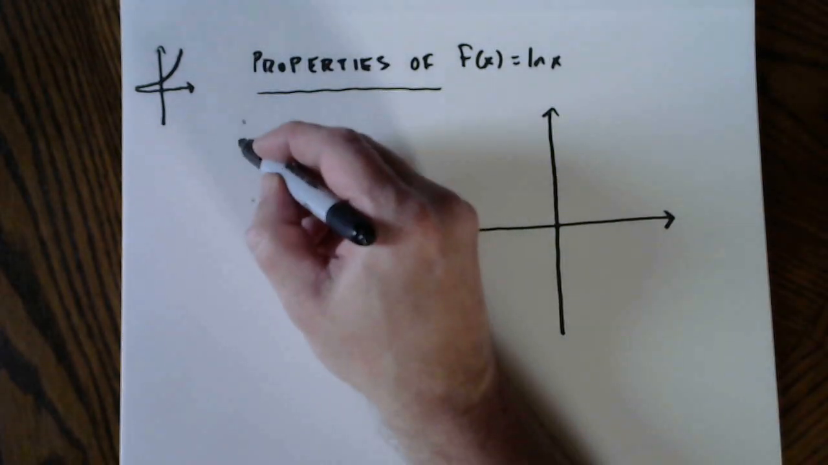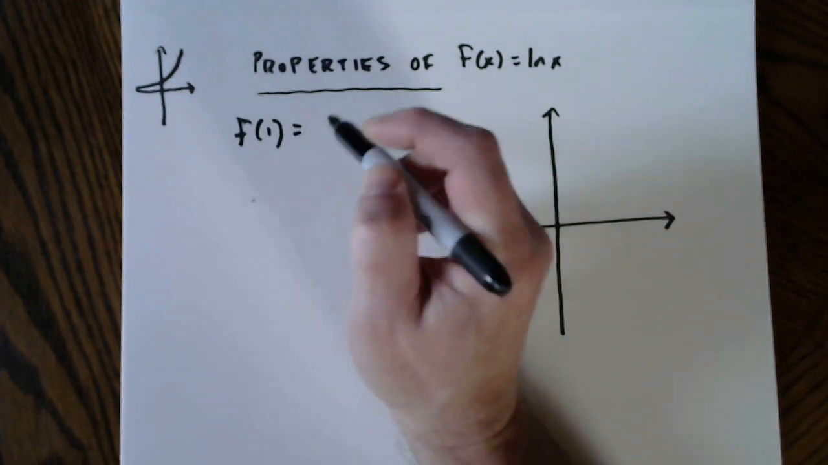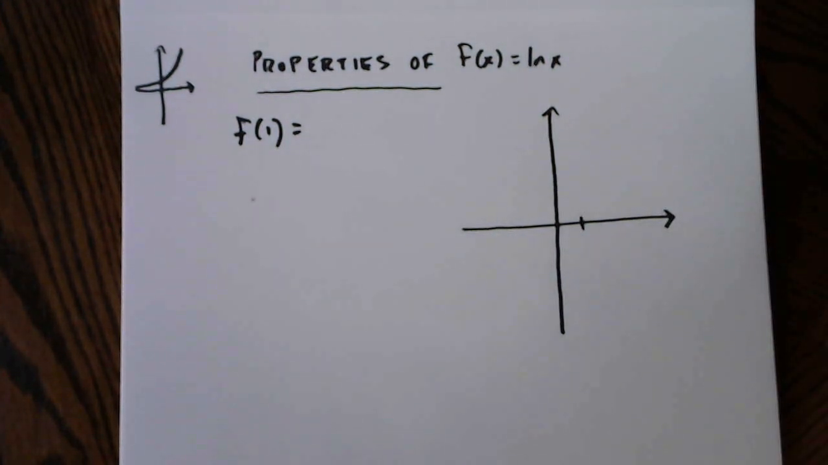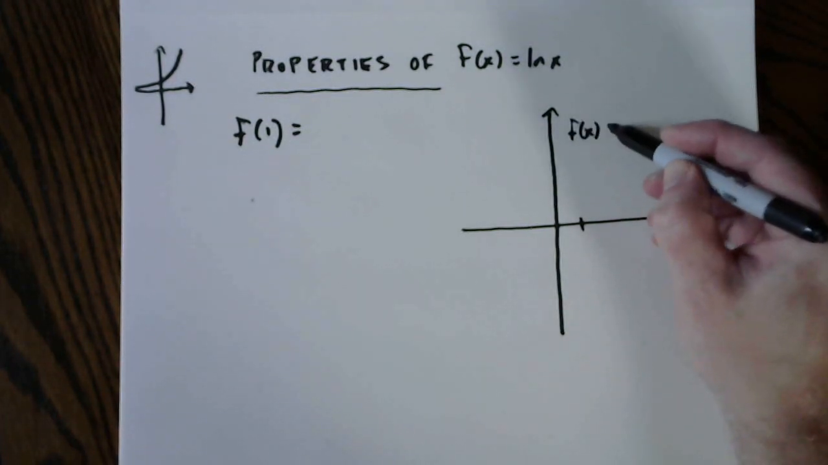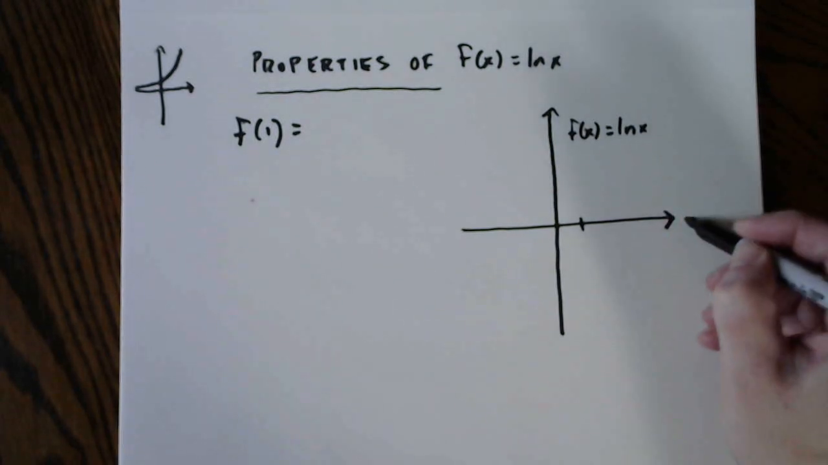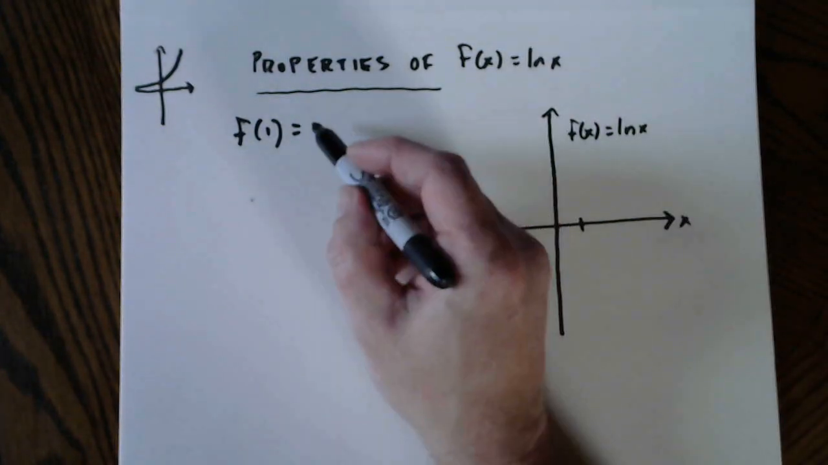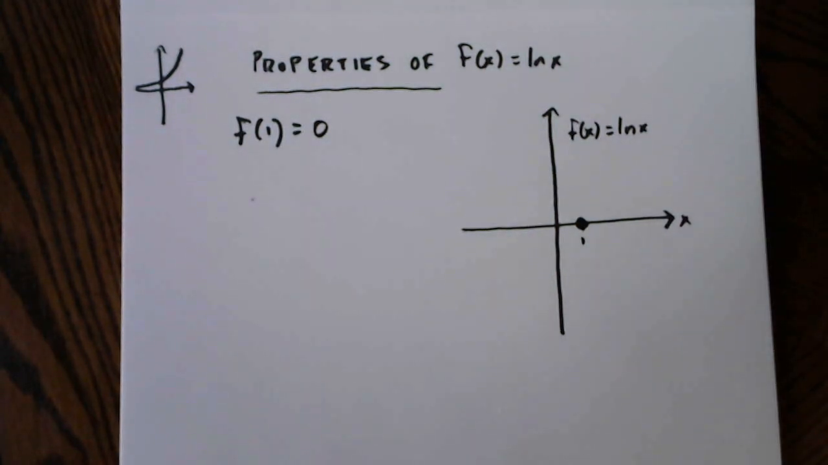Okay, so f of 1. Right, what's happening at 1? But let's do this as well. Let's label this. Well, what exponent do I put on e to get 1? e to the 0 is 1. So f of 1 is 0. So this is the root at 1.